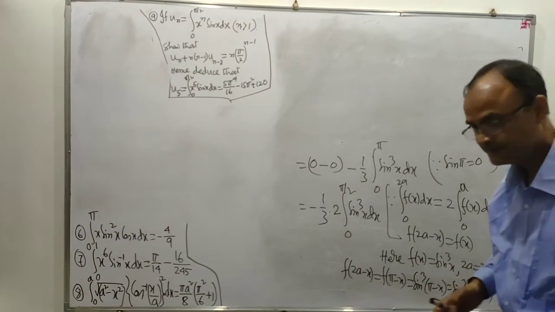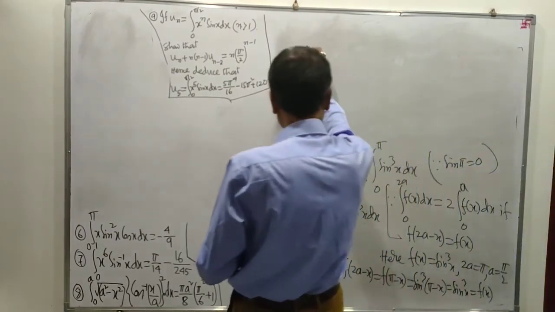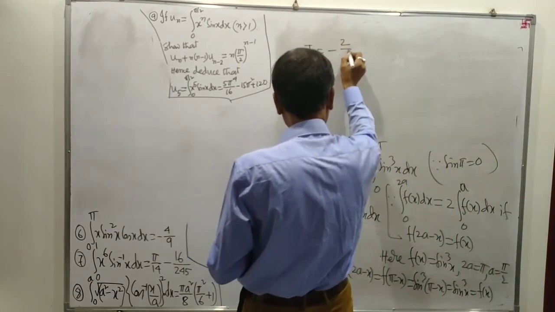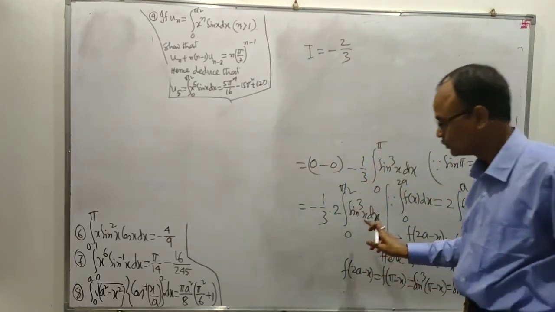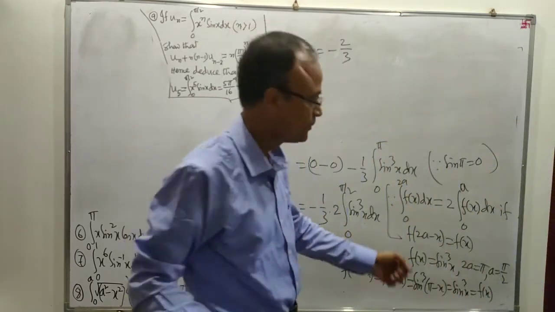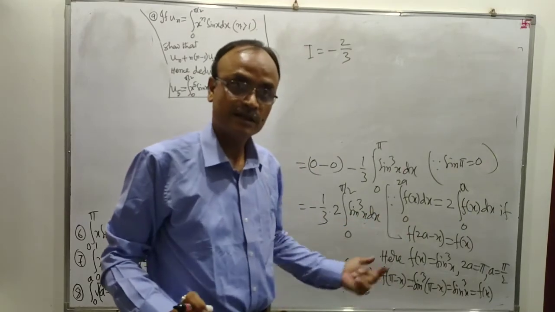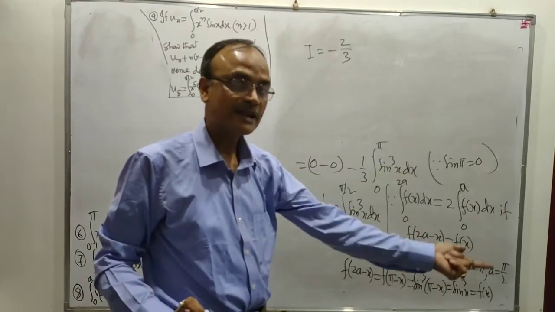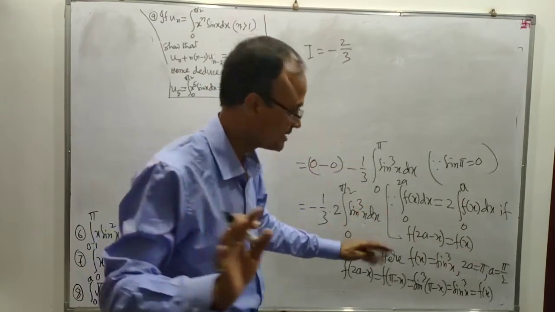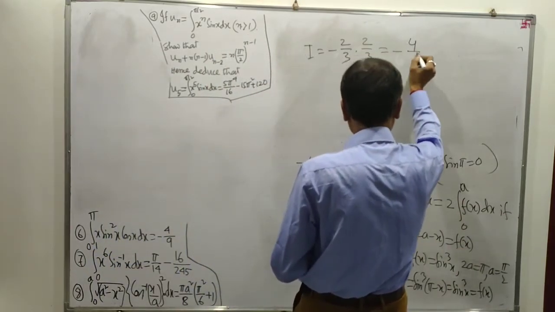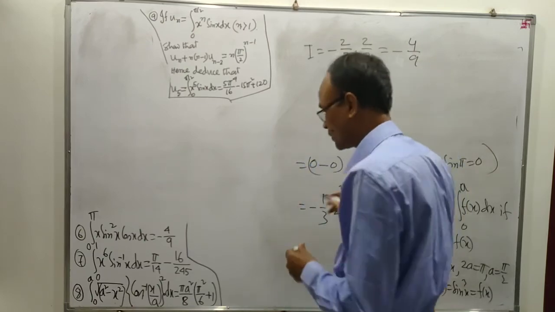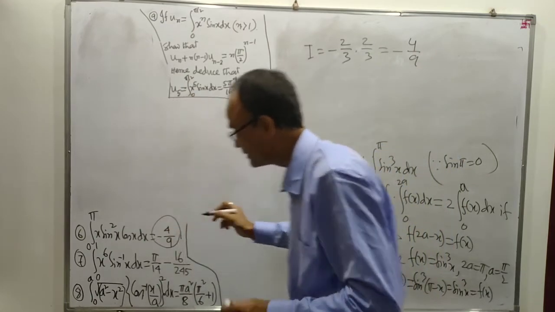Now you see I equal to minus 2 by 3. What is integration 0 to pi by 2 of sin cube x? By Wallis theorem, sin cube x, the power is odd, so the answer will be 2 by 3. Simply 2 by 3 into 2 by 3, this is equal to minus 4 by 9.